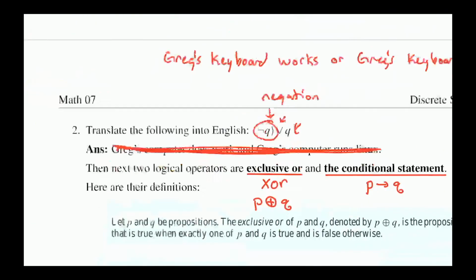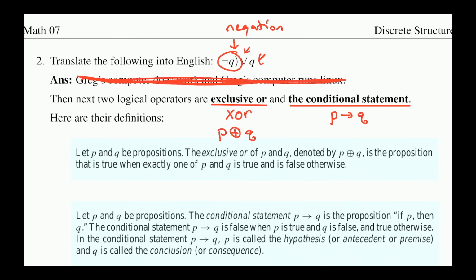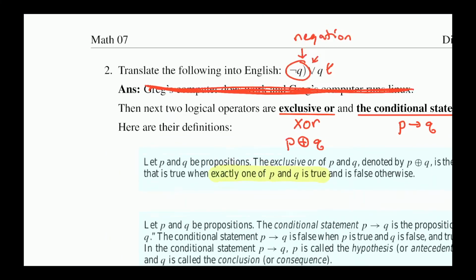Now down here though, the reason I'm mentioning that is because exclusive or is what people actually usually mean when they say or. Because if you look at the definition here, it says a proposition that is true exactly when one of P and Q is true. So that's the key there: exactly one is true. That's exclusive OR. So that's actually how people normally mean OR.